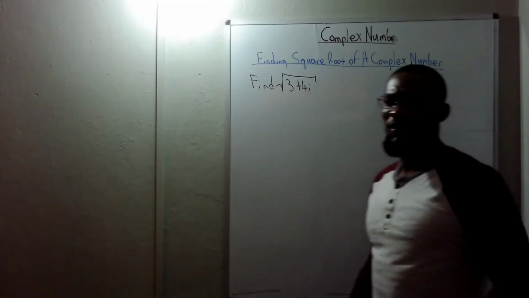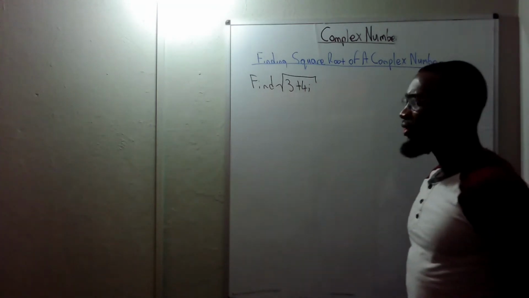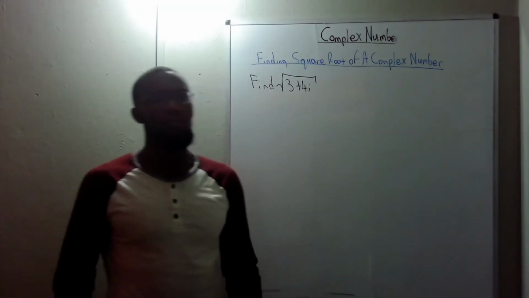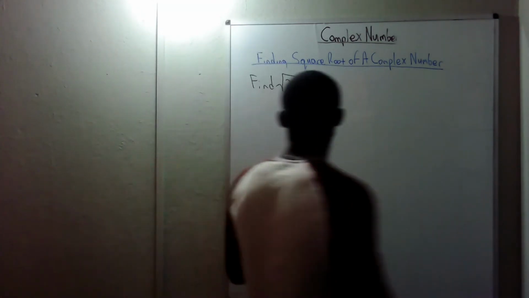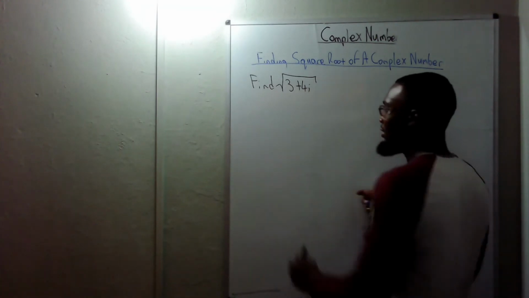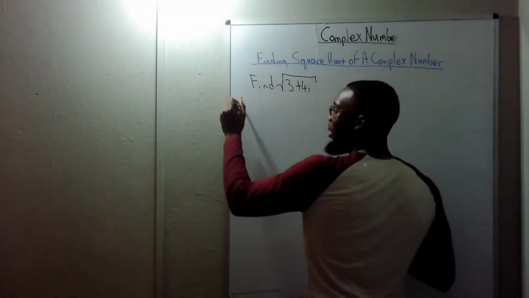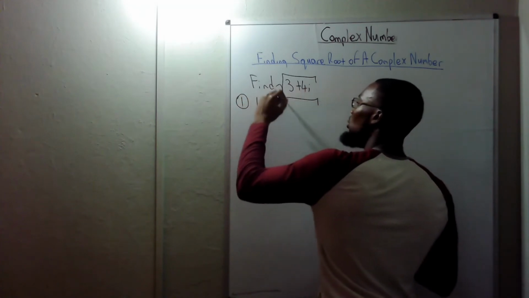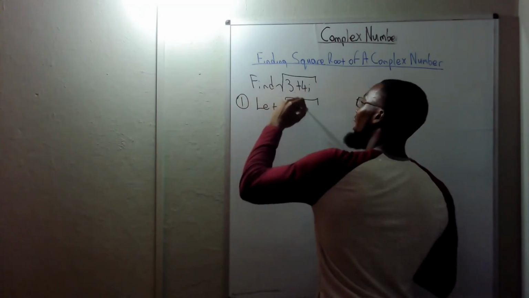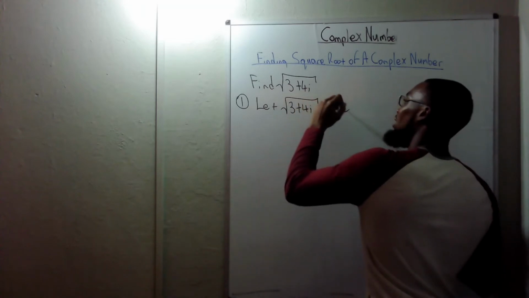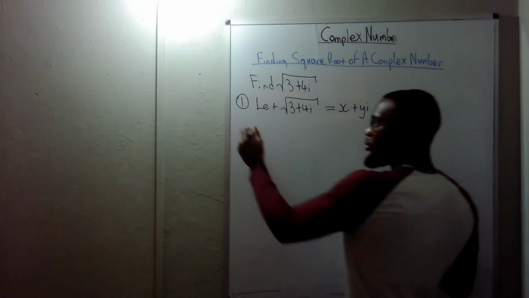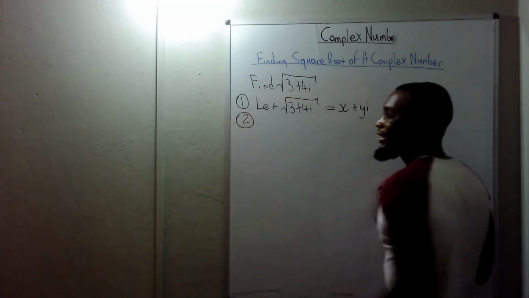Alright, we're told to find the square root of the complex number 3 plus 4i. It's very nice. All we have to do now is do what we said. Step 1, we need to let the square root of 3 plus 4i be equal to x plus yi. Step 2, we square both sides.